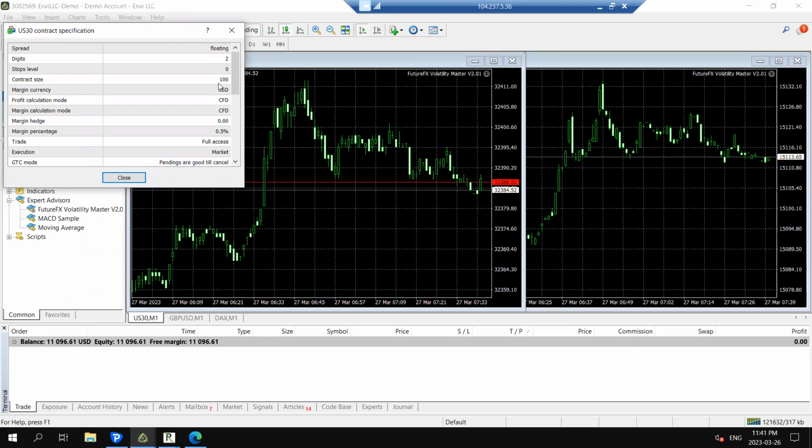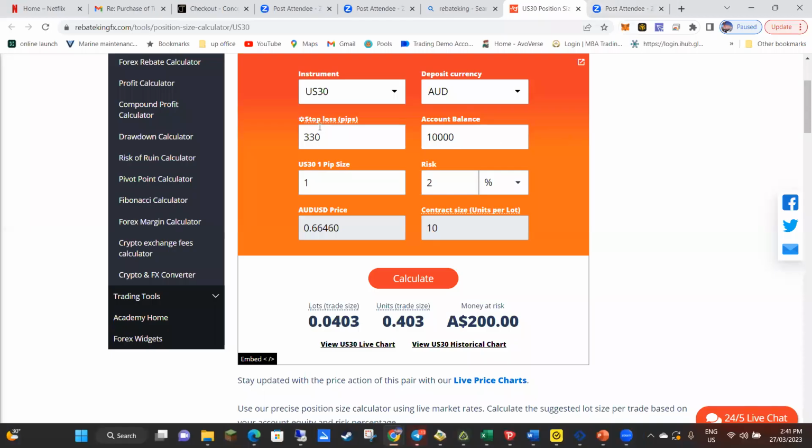Okay, so the contract size on Envy is 100 times larger than it is on Pepperstone. So what that means is that your lot size on Envy would have to be 100 times smaller than it is on Pepperstone. So just remember that it's 100. We'll come back to our pip calculator. Everything else is still the same, but we're going to have a contract size of 100, and let's calculate that.